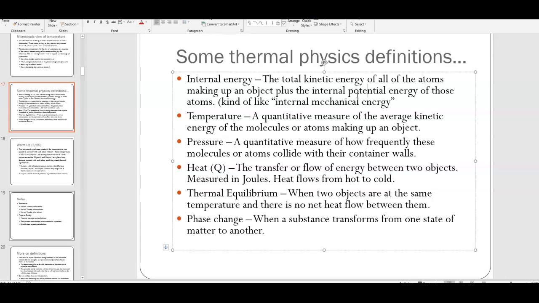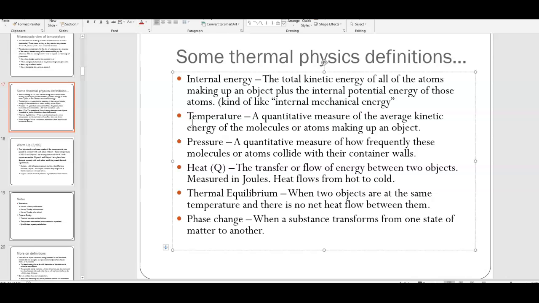If we take a ball and we lift it off of the ground and then we throw it through the air, it has kinetic energy and potential energy. Okay, that has nothing to do with internal energy. Internal energy has to do with the energy of the atoms making up the object. Okay, the total kinetic energy of all the atoms making up an object plus the internal potential energy of those atoms. Okay, so please don't forget what we're talking about there.